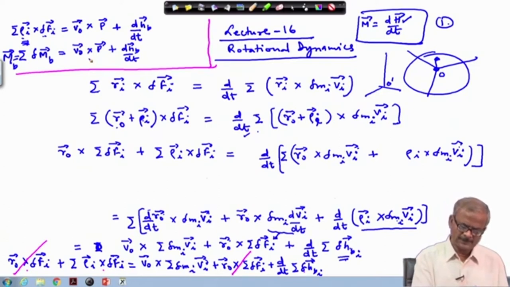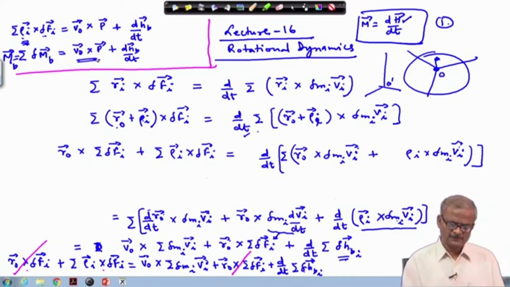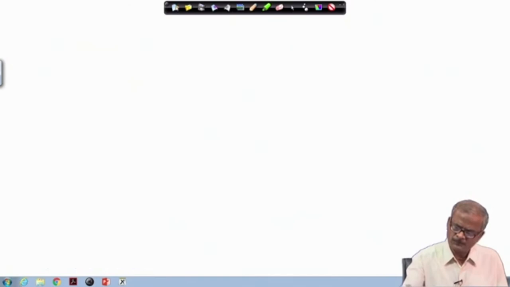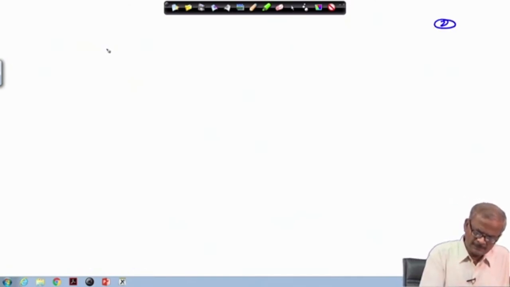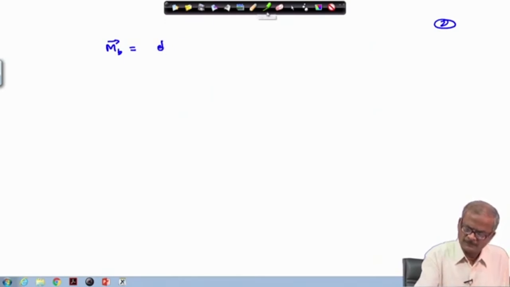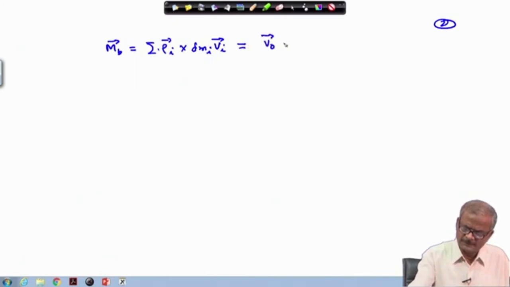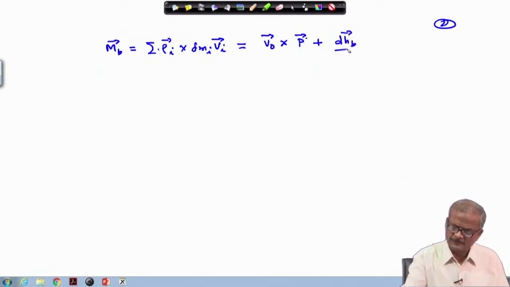but something more we can expand and have a look into also. So, we have next, what we have got: this is m b equal to the summation of rho I cross delta m I times v I, this is nothing but equal to v 0 cross p, which is the linear momentum of the body, plus d h b by d t.